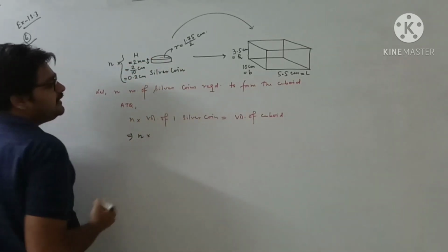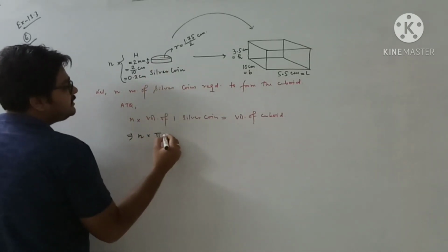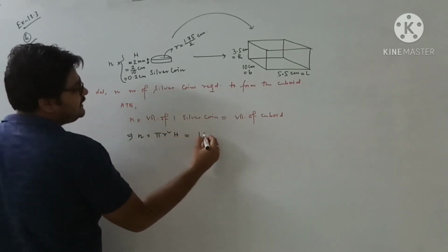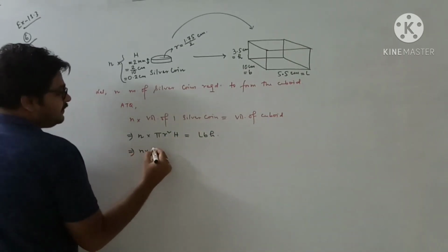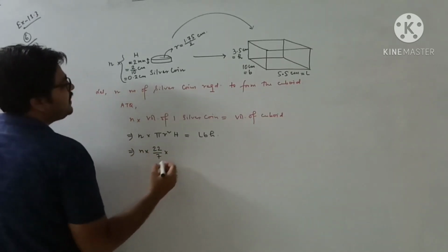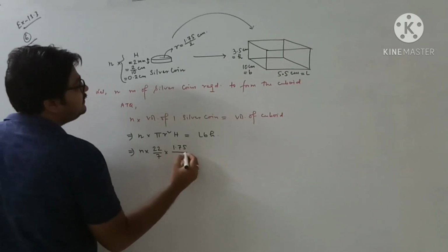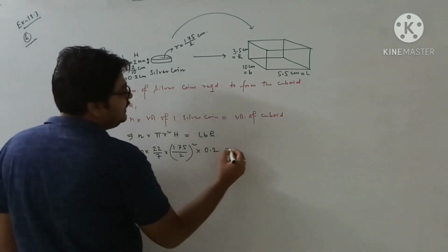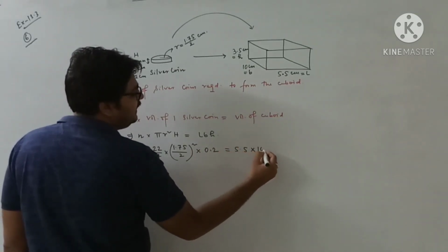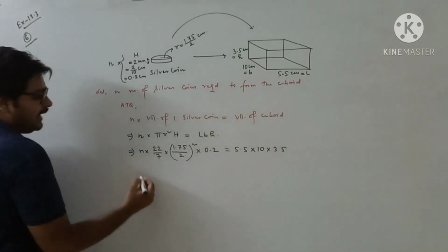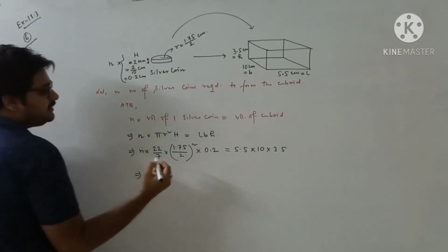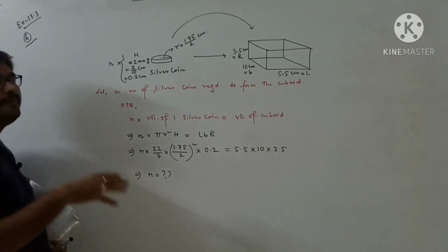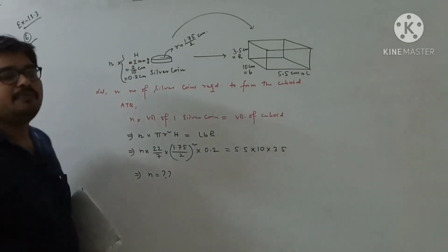So n into volume of one silver coin. This is a cylinder, formula is pi r square h. Volume of cuboid, formula is LBH. Now putting the values, pi means 22 by 7, radius 1.75 by 2, that whole square, h is 0.2, L means 5.5, breadth means 10 and height 3.5. I think you can calculate it to get the value of n. So this calculation part you just do yourself to find out the value of n, and then you write the final answer. Therefore, that many silver coins are required to make that cuboid.